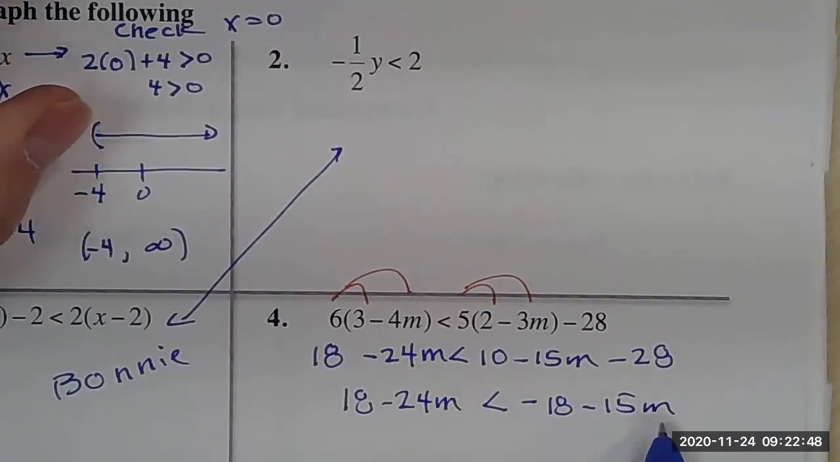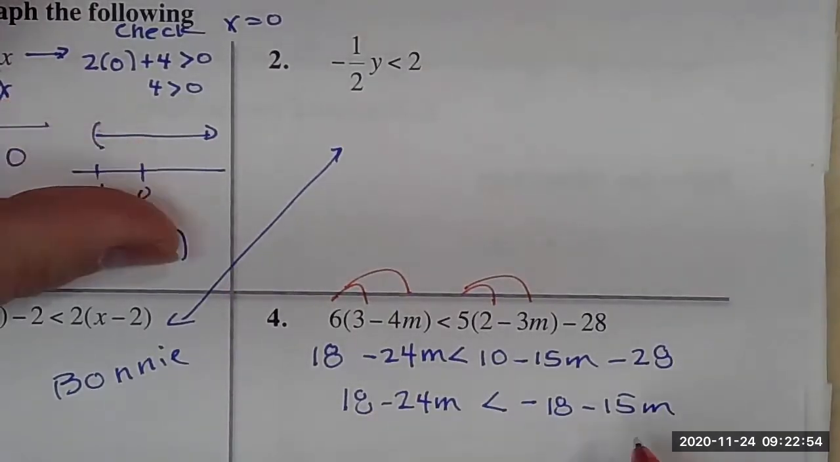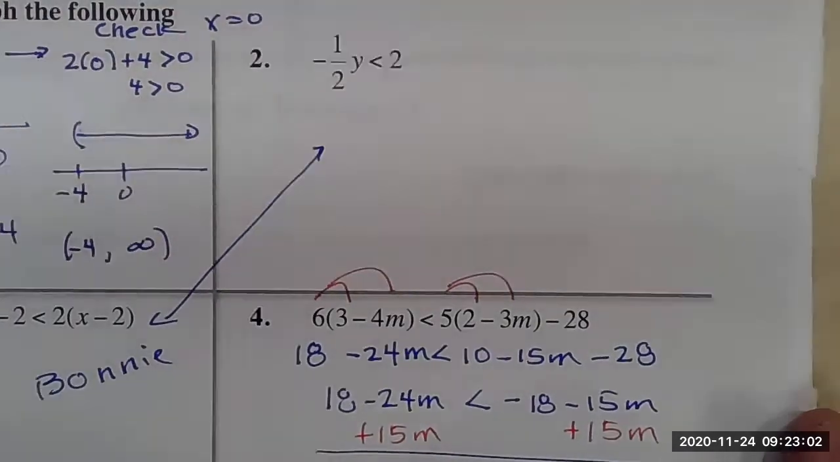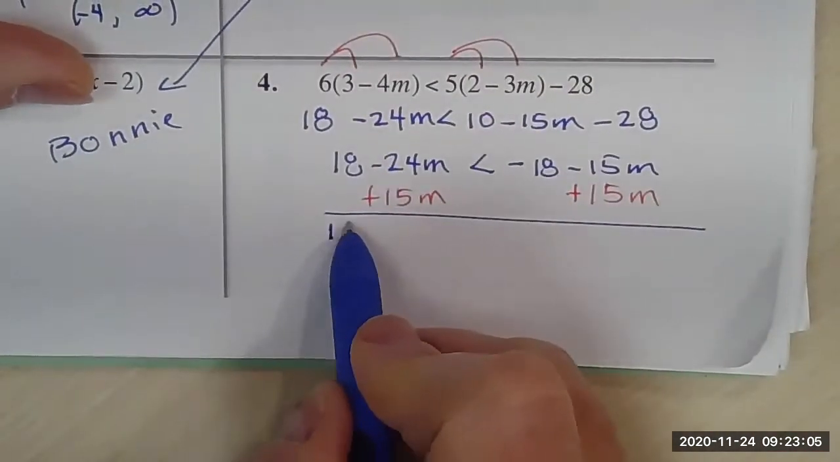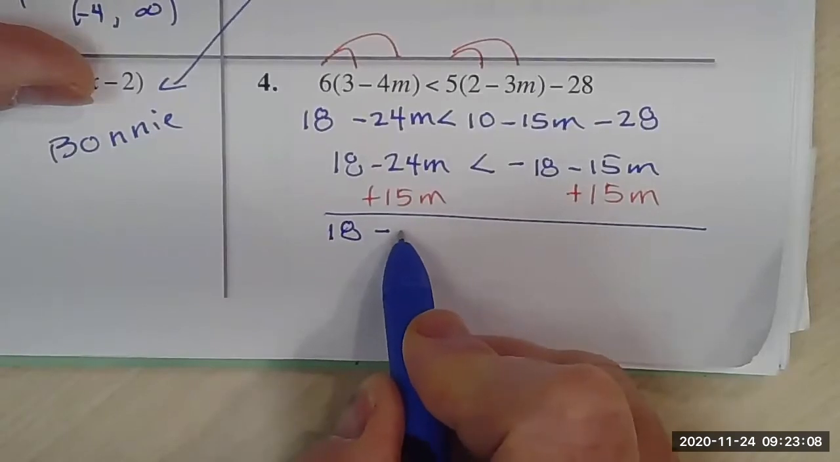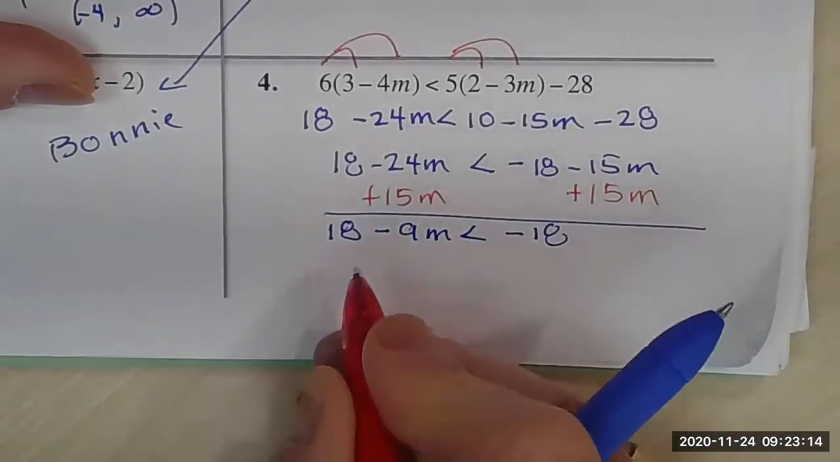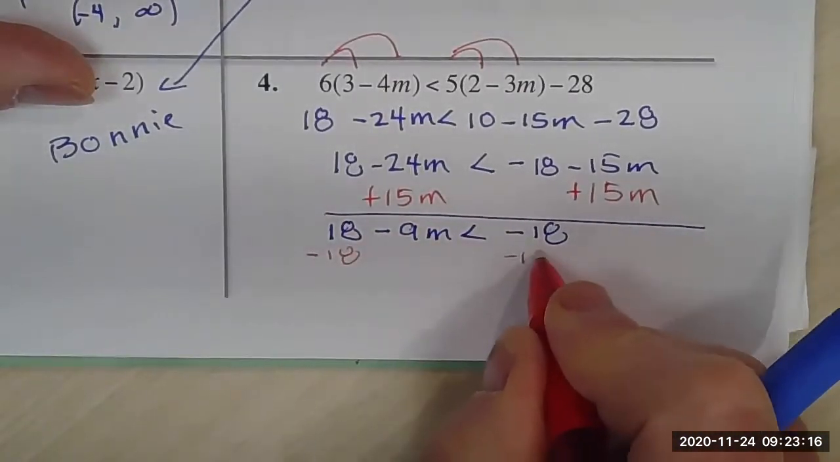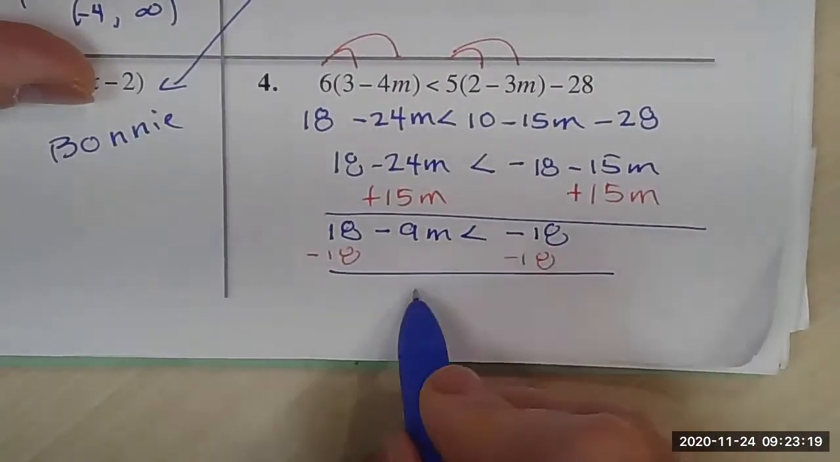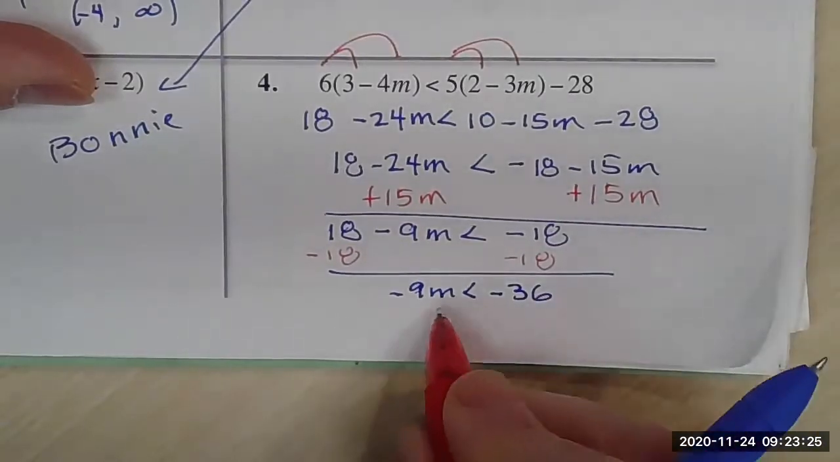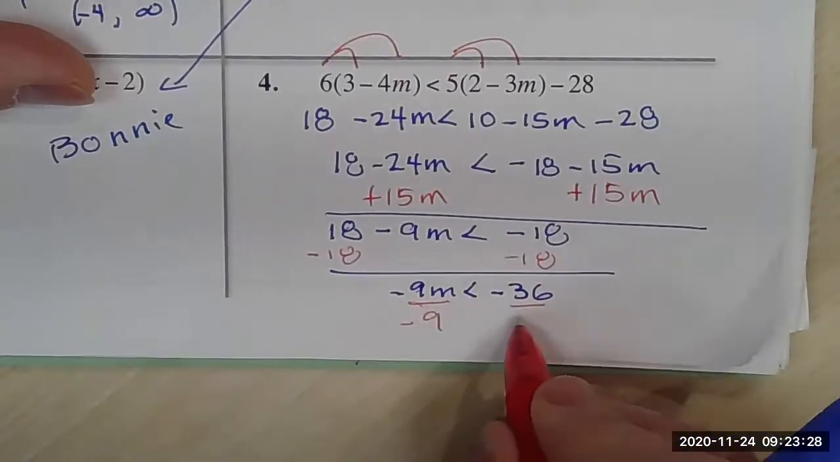Then I'm going to move the 15M over here by adding it to both sides right away. Move the M's to the left-hand side. Okay, I've got 18, subtract, let's see, I think that's 9. 9M less than negative 18. Okay, subtract 18. Negative 9M less than negative 36. Divide, warning, divided by negative 9.